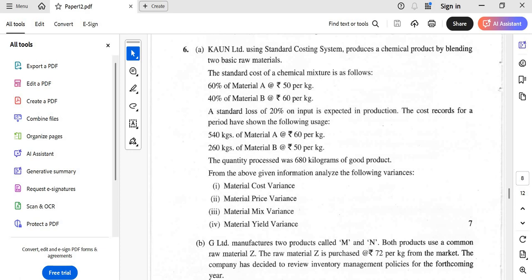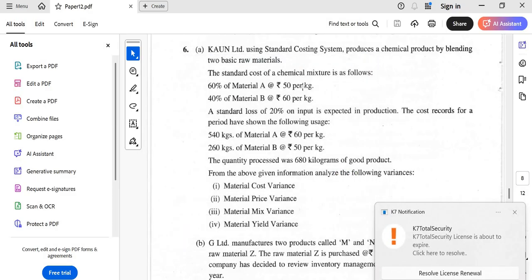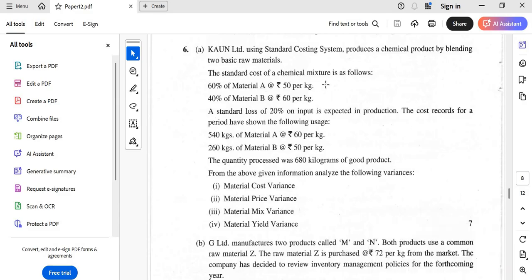So in continuation to December 2024 suggested answers, now we are going to see question number 6A. Corn Limited, using standard costing system, produces a technical product by blending two basic raw materials. The standard cost of a chemical mixture is as follows. So 60% of material A at 50 per kg, 40% of material B at 60 rupees per kg. A standard loss of 20% on input is expected in production.